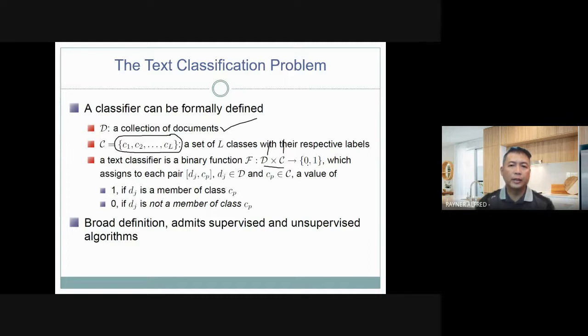So what we will do is, for each pair of the document and the class, where the document belongs to a collection of documents and the class member belongs to a set of classes, we will assign them to one if this document belongs to this class, otherwise zero. Okay. So the whole idea is we want to classify each document into its own class. Okay.